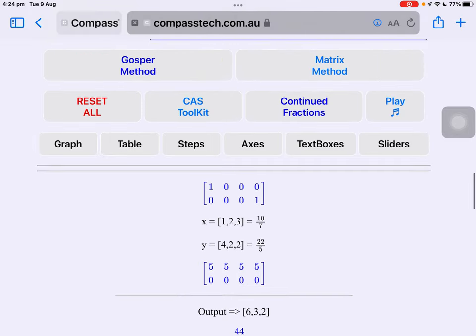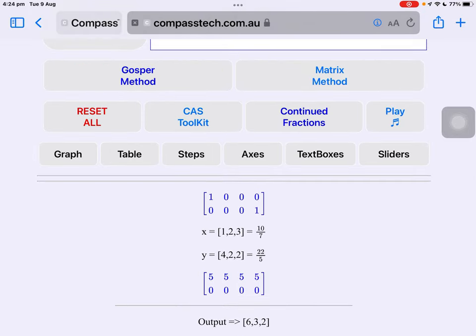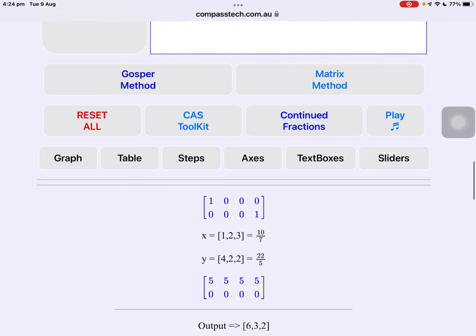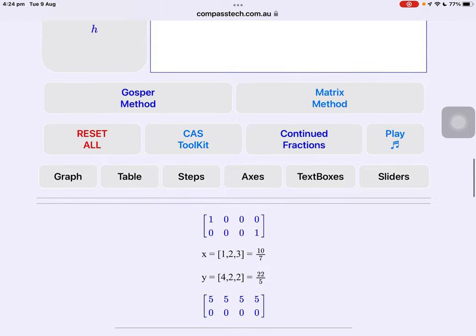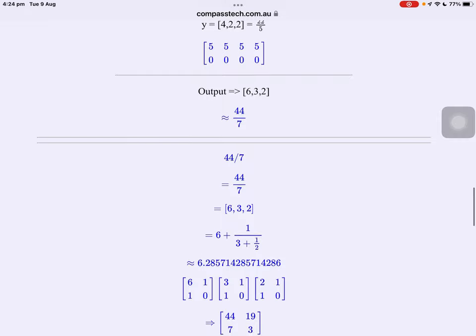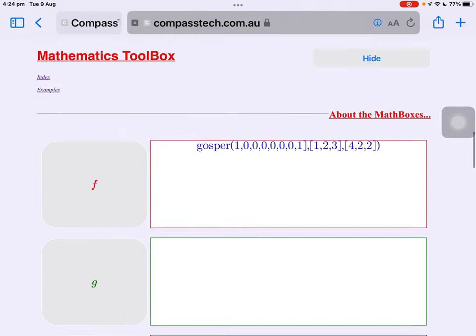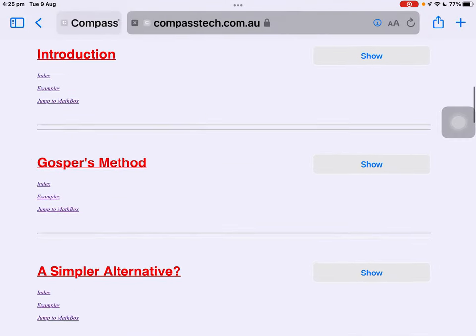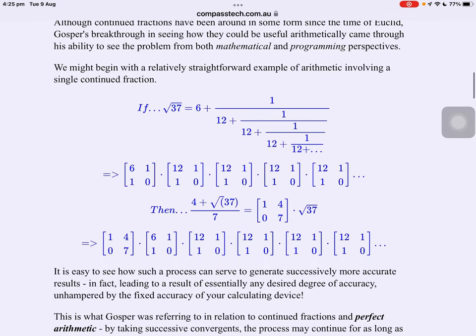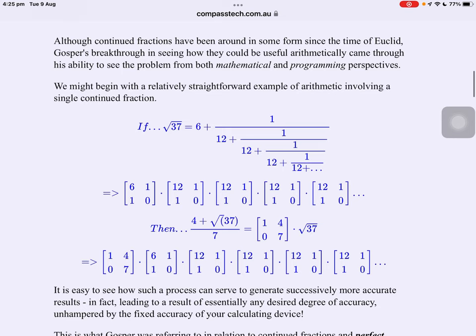Hence my warning that it's not something to be used lightly. You probably wouldn't be looking at Gosper's continued fraction arithmetic for fractions like 10 over 7 and 22 over 5. Having been through the process once now, let's look behind the scenes.